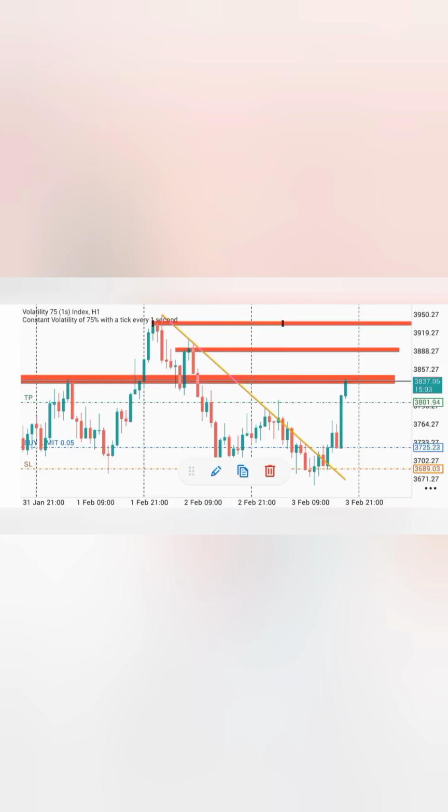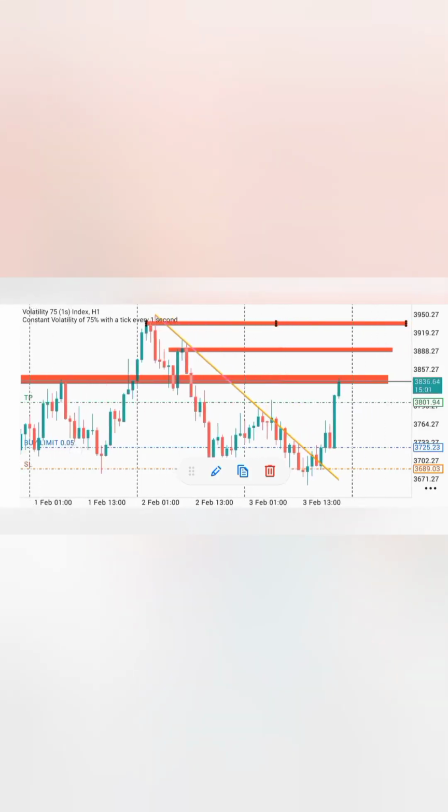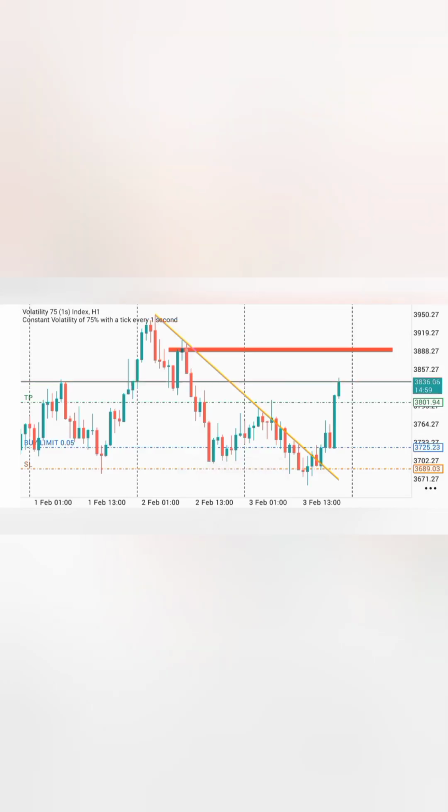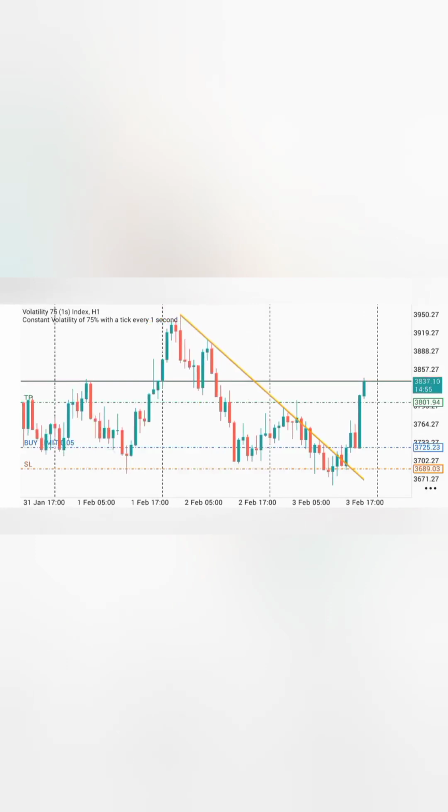So this is how I look at the market on a daily basis. I look at the last daily candle. What is it doing? What has it done? What am I expected to do for that current day? And then I position myself on how to take the trade.